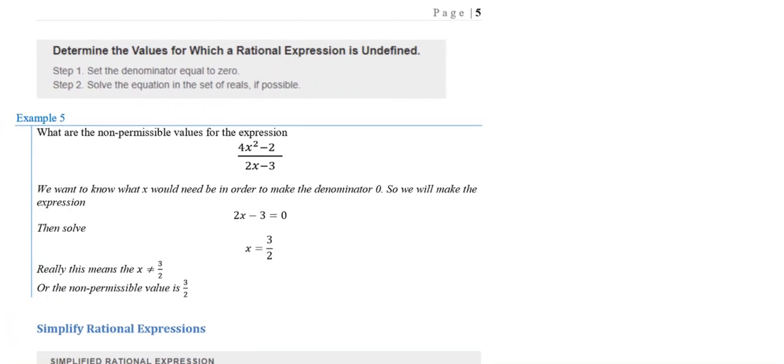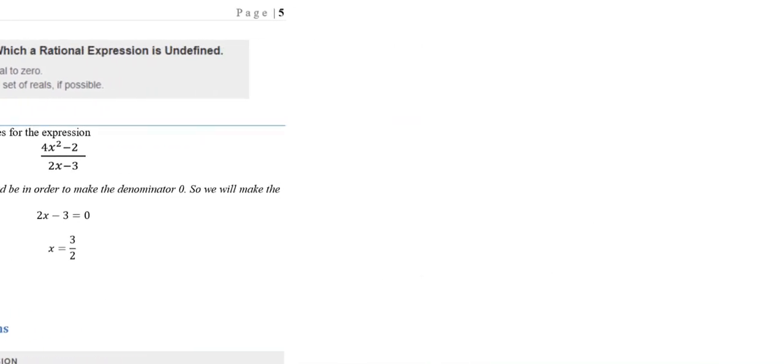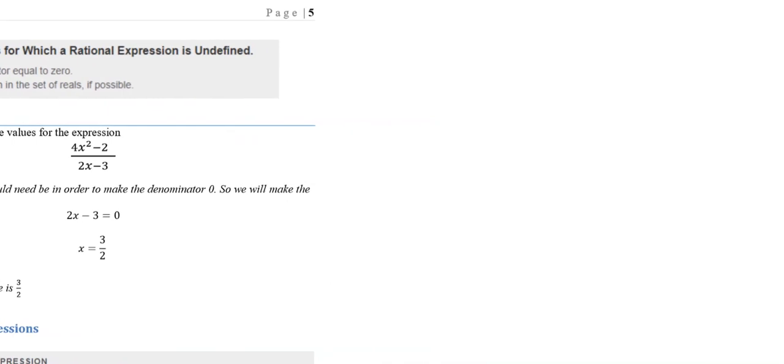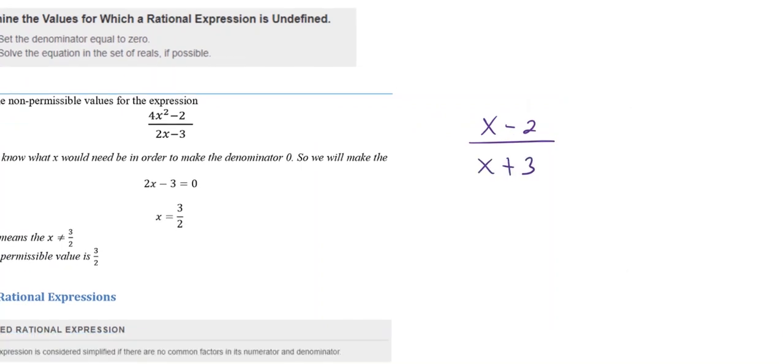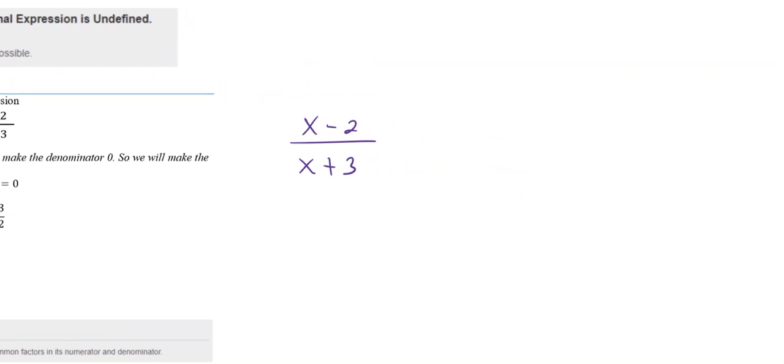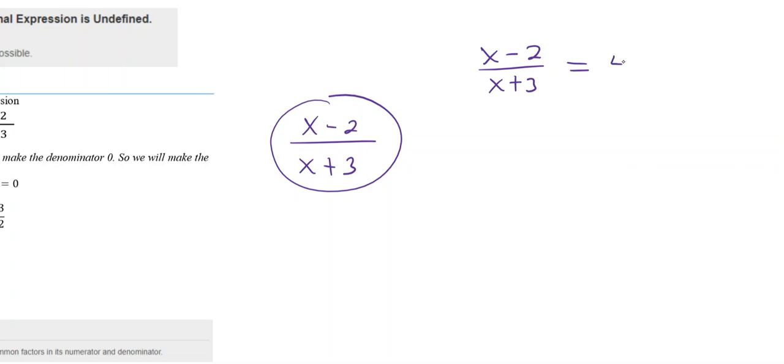Let's say we had an expression like, I'll make up a new one here. Let's say we had x minus 2 over x plus 3, and I asked, what are the non-permissible values? Let's back up a bit too. This is what's called an expression, and that's different than an equation. We're going to be doing equations in a bit, but an equation would be like x minus 2 over x plus 3 is equal to 4 or something.